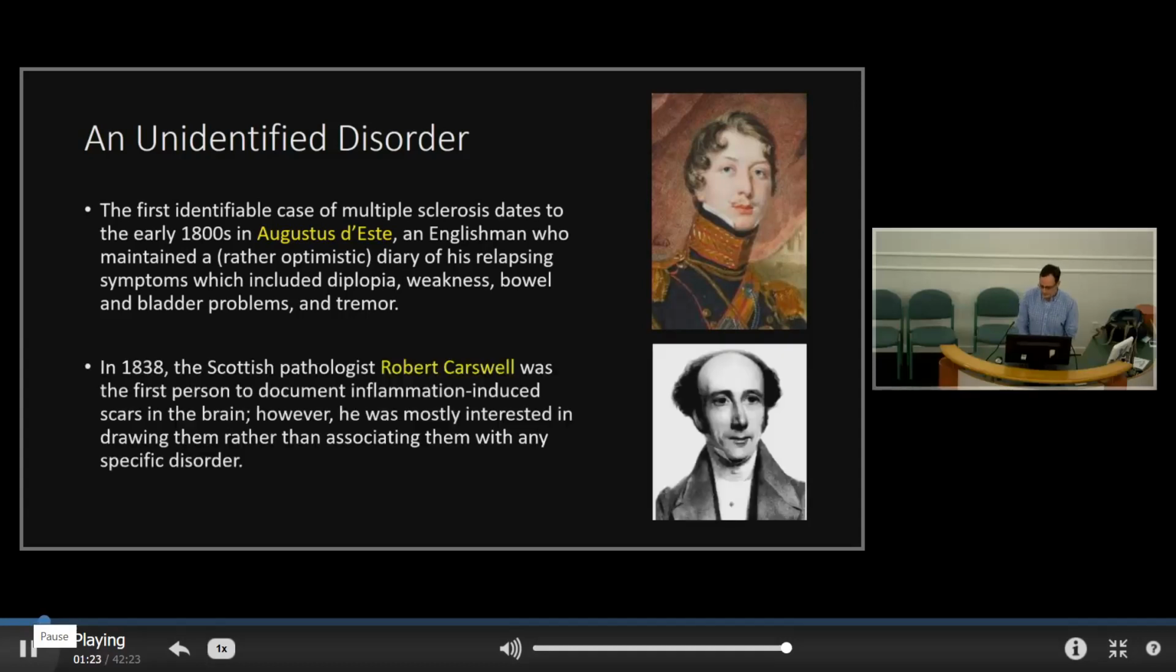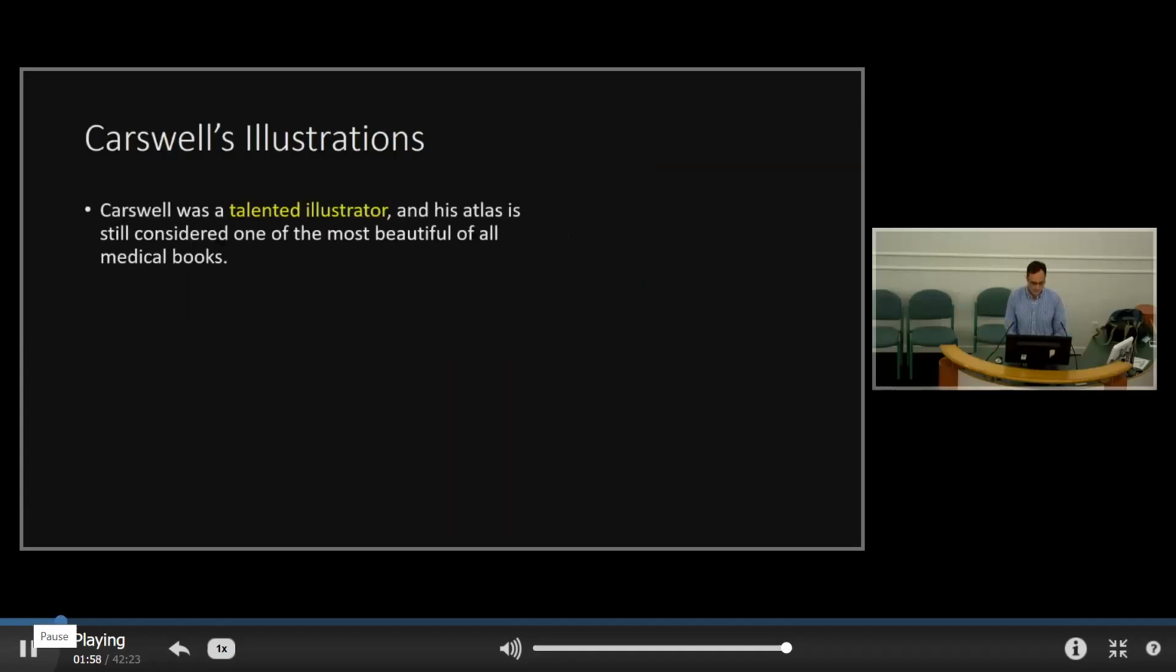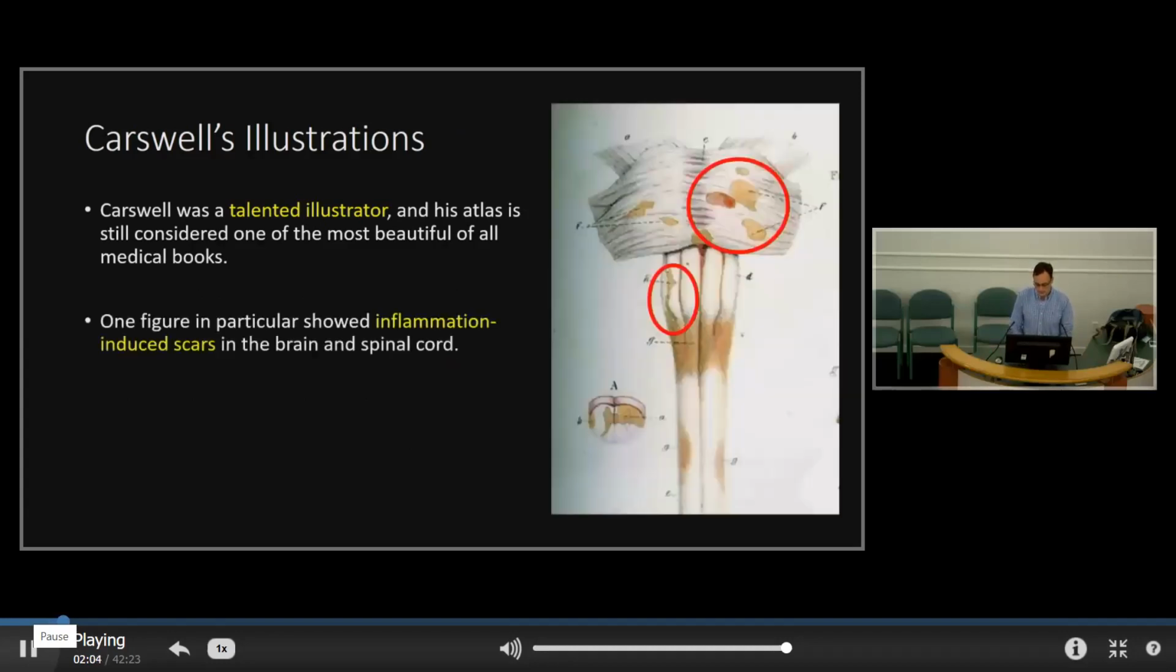Now, not long after, this Scottish pathologist, Robert Carswell, was the first person to actually draw MS. So Augustus was the first person to actually write about it properly, and Carswell drew it. But he was mostly interested in the drawings rather than associating them with a specific disorder. So he didn't actually identify the scars, or plaques as we now call them, with any specific disorder. But he was very talented, and his atlas is still considered to be one of the most beautiful of all medical books.